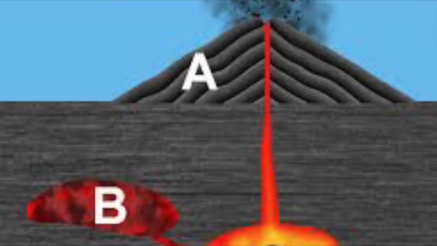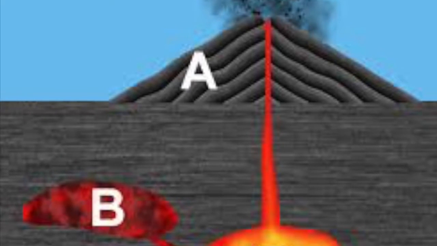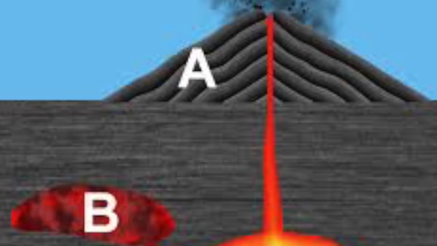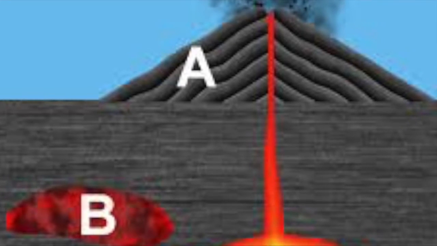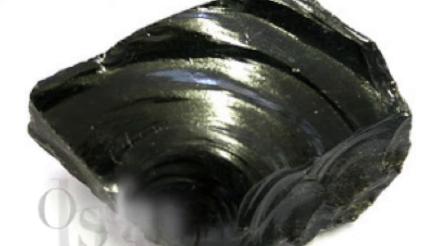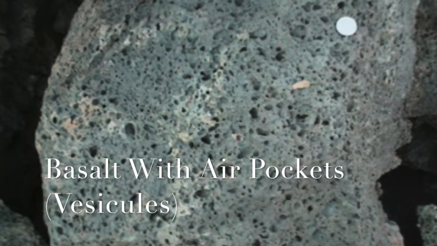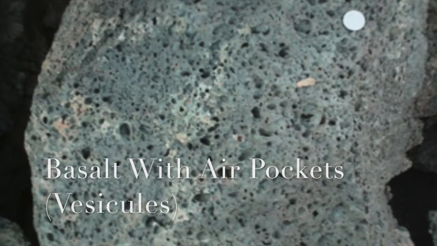Extrusive rocks cool at Earth's surface, like at point A. They cool very quickly, which results in an aphanitic texture. Because it cools so quickly, the crystals do not have time to grow. Another example of this is obsidian. Sometimes the rock cools so fast that air pockets are preserved, like in this rock.